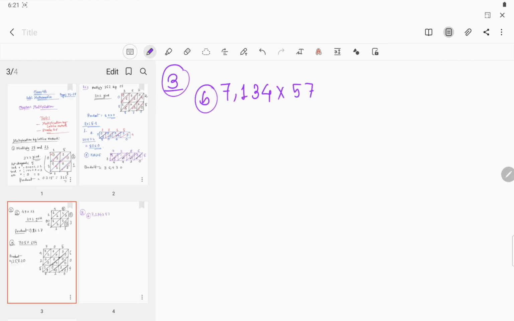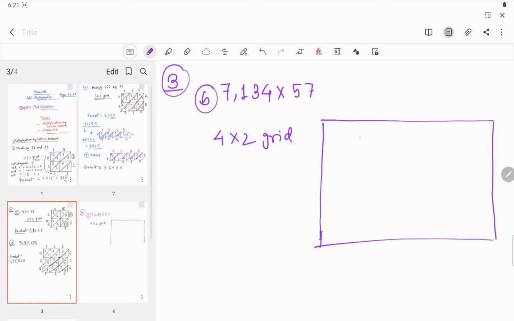Now solving question number 3b. Multiply the following using lattice grid. In question number 3b it says multiply a 4-digit number by a 2-digit number. So first of all you need a 4 by 2 grid. Okay, 4 by 2 grid.